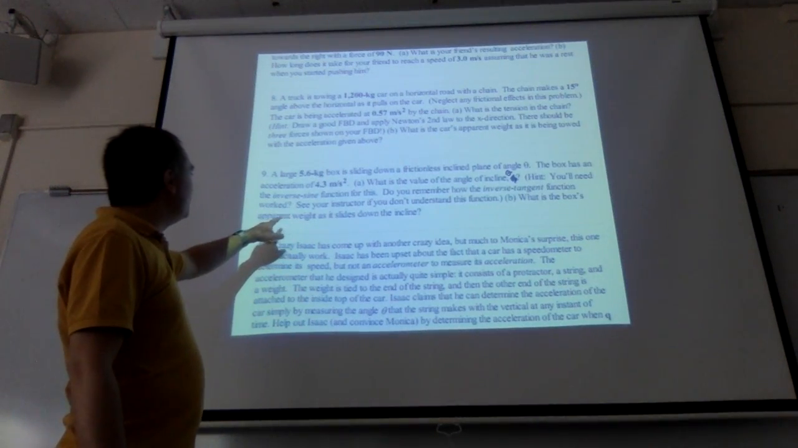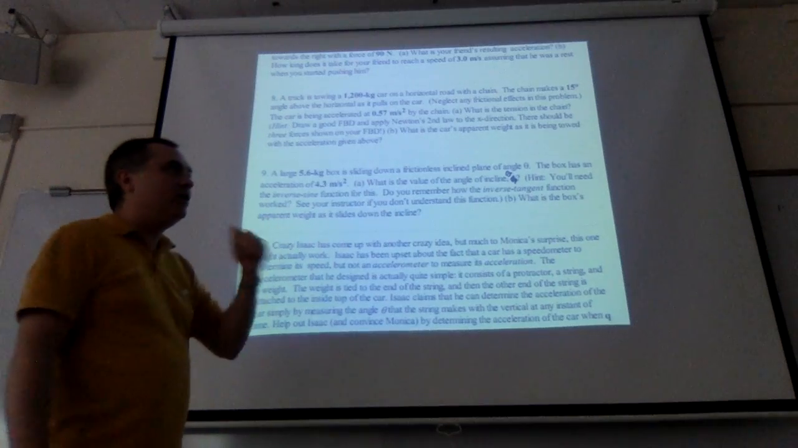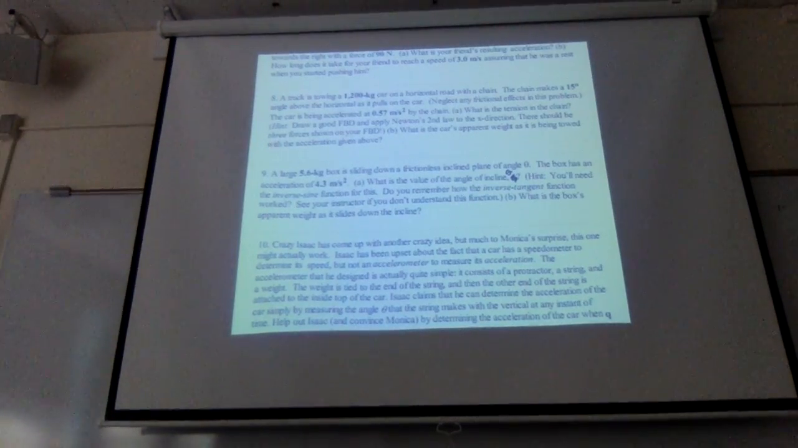And then part B, what is the box's apparent weight? We called apparent weight something else. Do you remember?